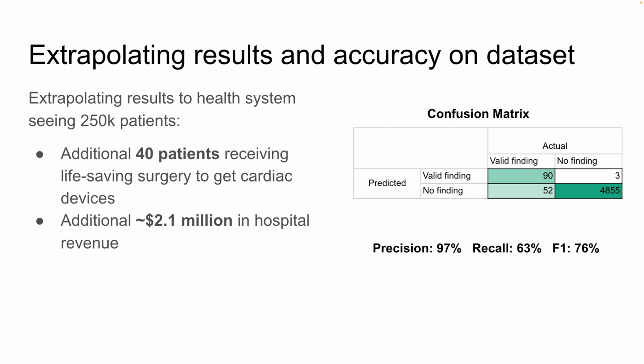On the right-hand side, you can see a confusion matrix and accuracy stats on our ability to extract LVEF. We had a precision of 97%, which is good because that means we'll send very few false positives for clinical review. Our recall was 63% and our F1 was 76%. We think these metrics would improve with better pre-processing functions.